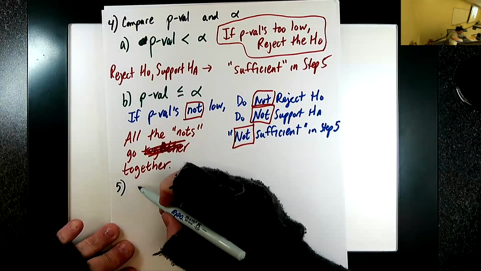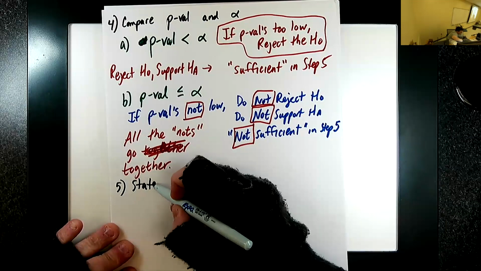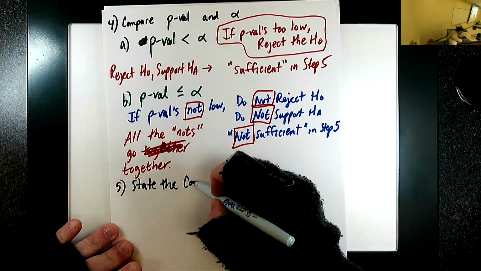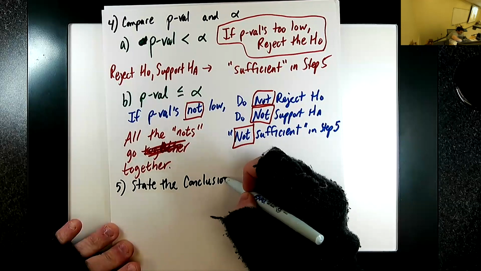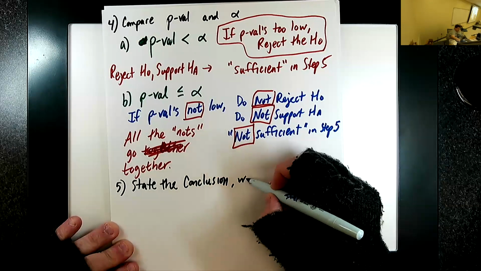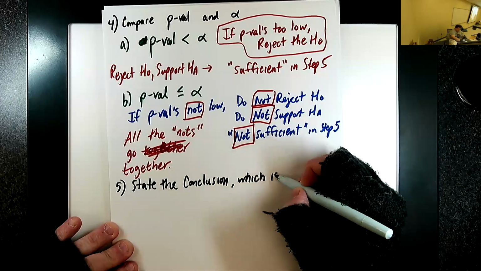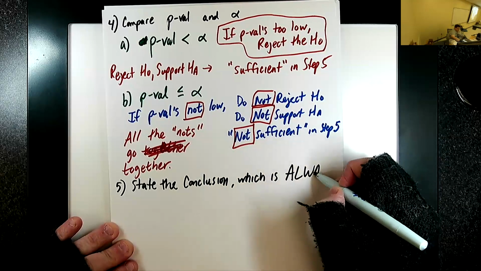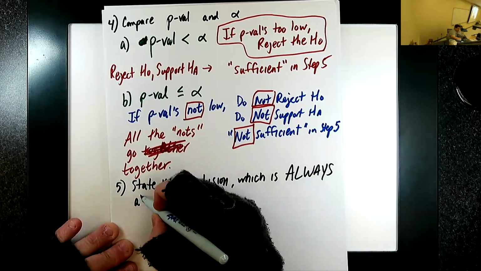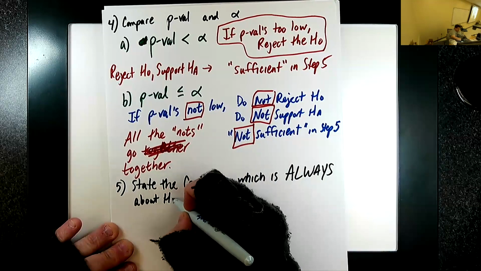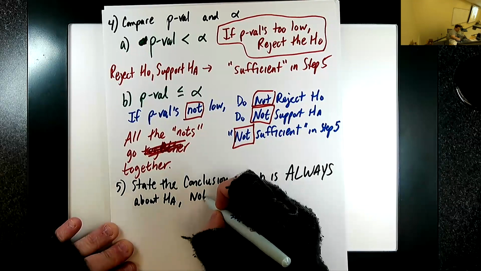Step 5, we will state the conclusion, which is always about HA, not H0.